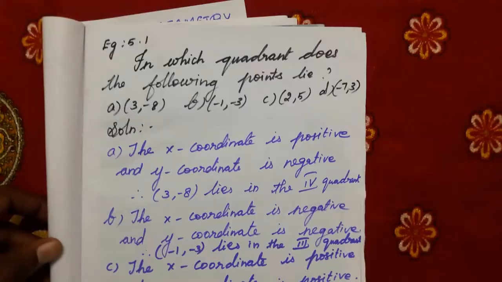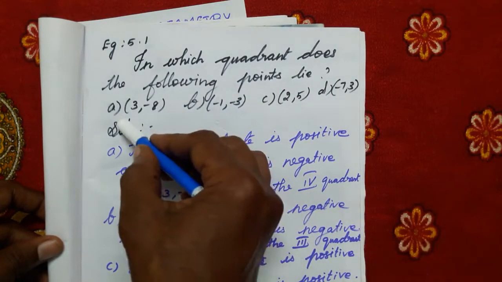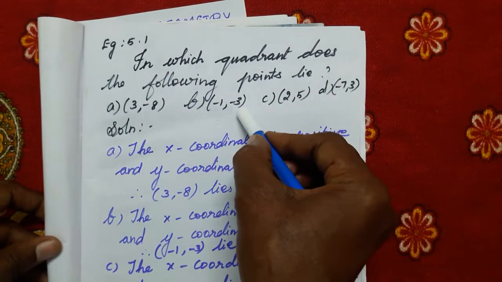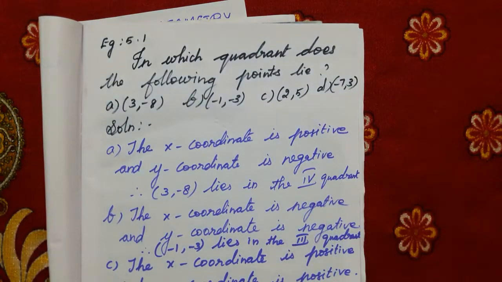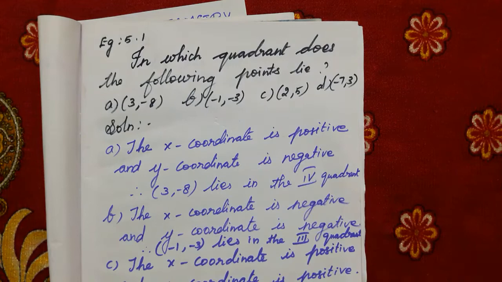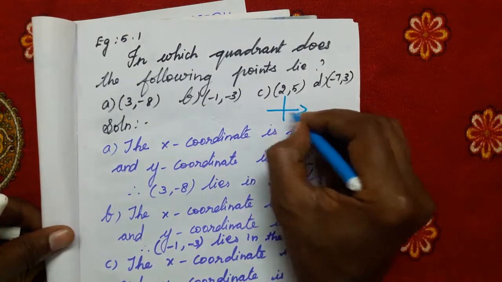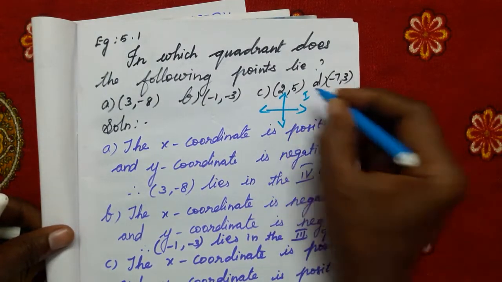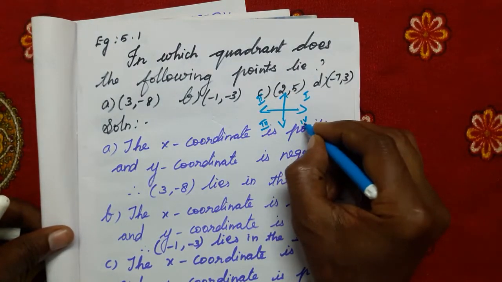Next, example 5.1. In which quadrant do the following points lie? A (3, -8), B (-1, -3), C (2, 5), D (-7, 3). Without plotting the points in the coordinate system, we can say which quadrant each lies in. Simply, we can draw like this. Listen here. This is the first quadrant, this one the second quadrant, this one the third quadrant, this one the fourth quadrant.